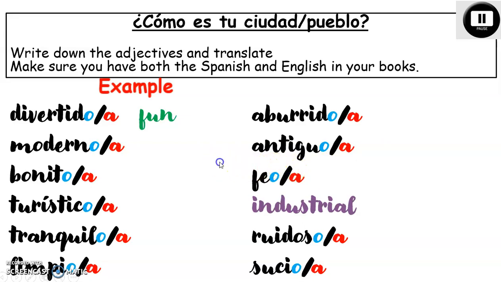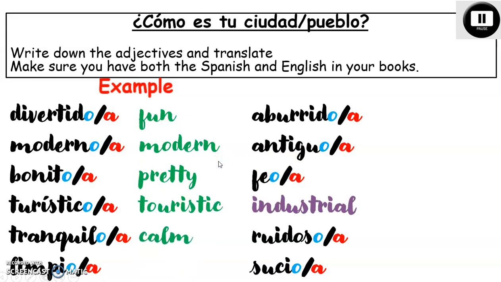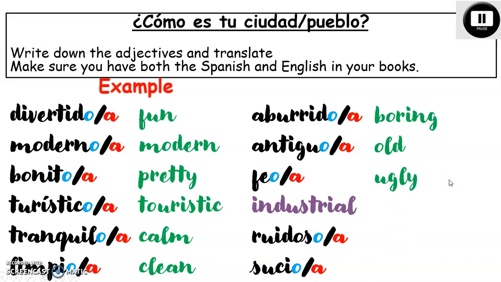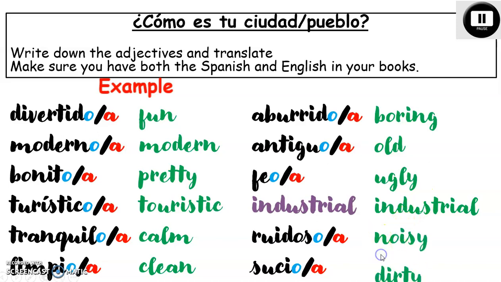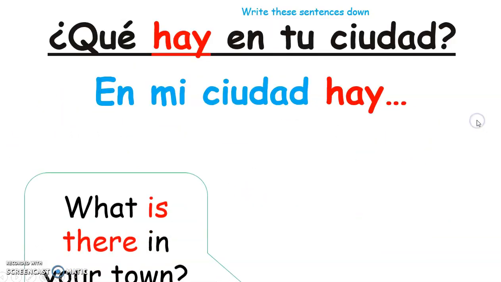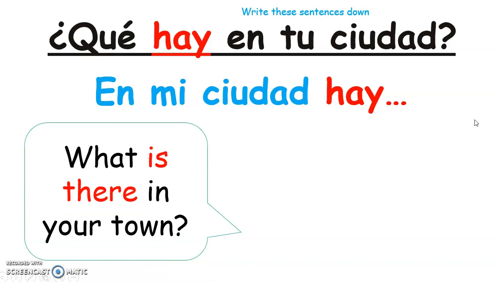Right, so we got moderno, moderna, bonito, turístico, tranquilo, calm, limpio, clean, aburrido, boring, antiguo, antigua, old, feo, fea, ugly, industrial, industrial, ruidoso, noisy, sucio, dirty. And you can see these are opposites of each other, yes? Right, really good. Right, write these sentences down.